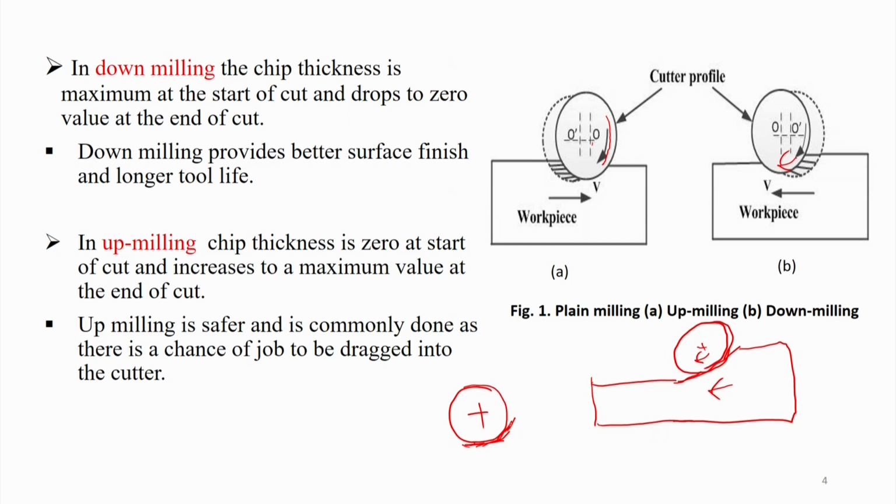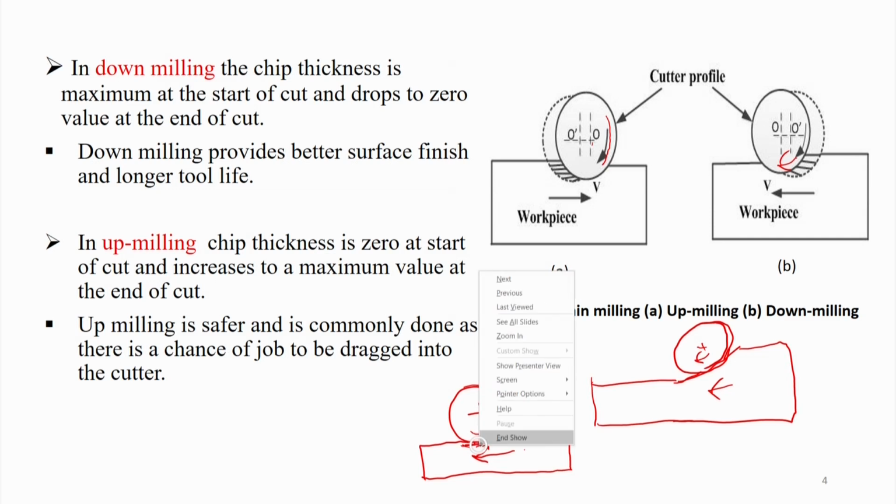Okay, that chip thickness is 0. So, that means this cutter, if it is rotating like this, and its movement is like this, the workpiece movement is like this. In the beginning it encounters this one flat surface, 0 type, and after that chip thickness keeps increasing. So, chip thickness is 0 at the start of the cut and increases to a maximum value at the end of the cut.